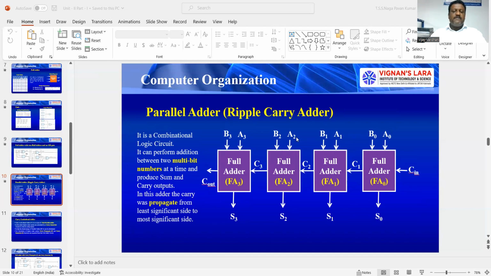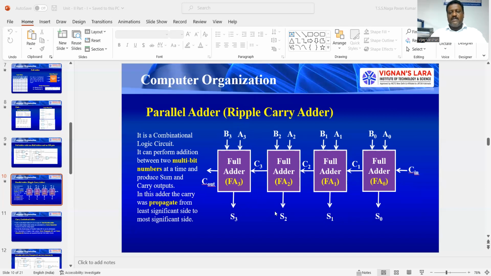The major problem of this particular adder circuit is, in order to do addition between A1 and B1, we should wait to get C1 from the previous adder circuit. Similarly, in order to do addition between B2, A2, I should wait for C2 from the previous stage. The same thing is applicable for addition between B3 and A3. I have to wait to know the value of C3.